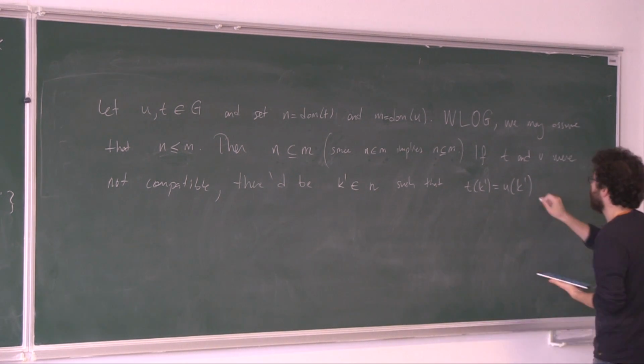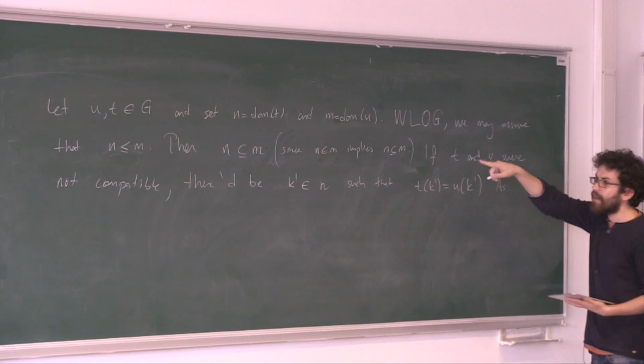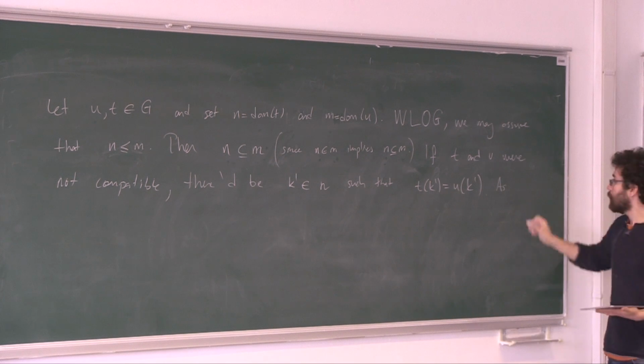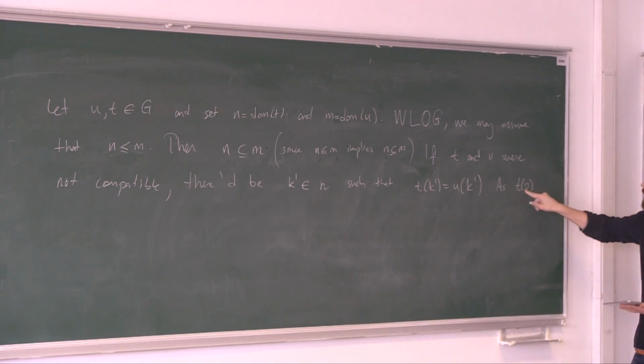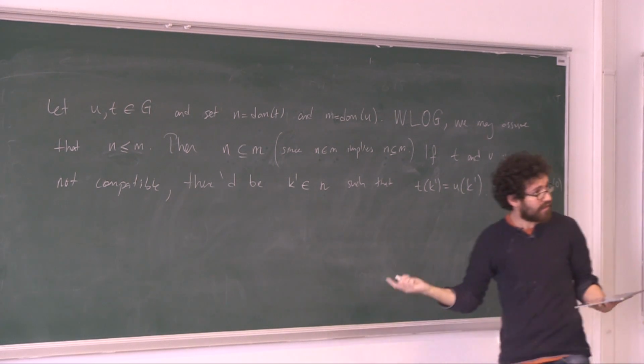Now let's try to figure out what this k prime is. These are n-step computations, right? Which means that by definition, they are sending 0 to x. Therefore, k prime is not 0.